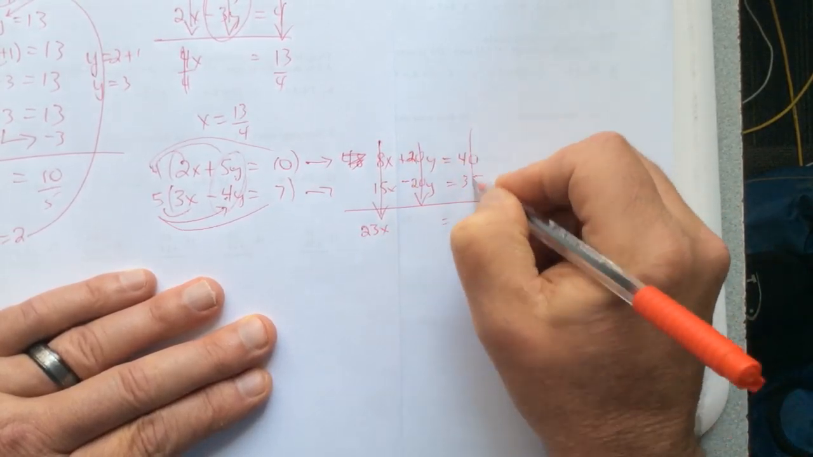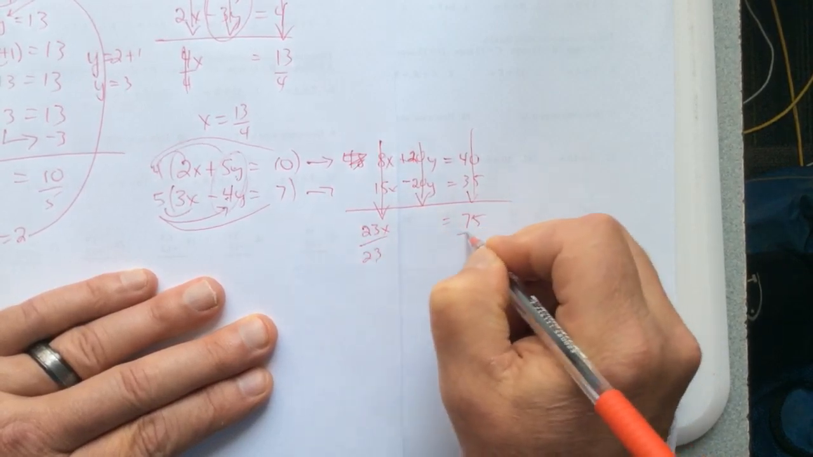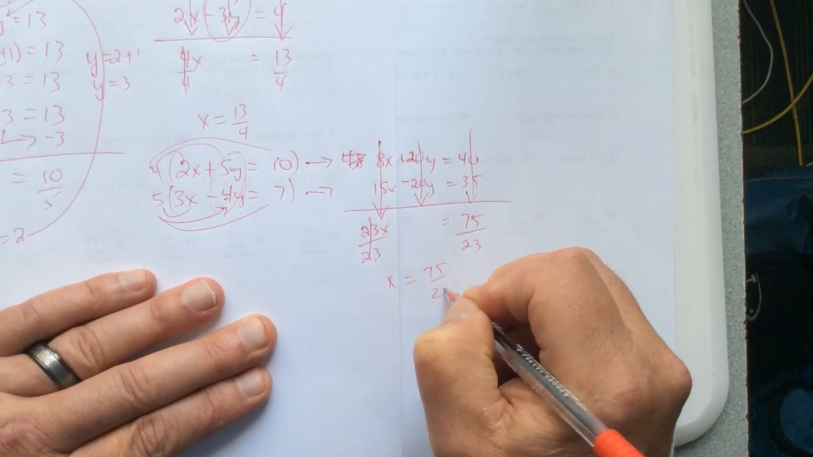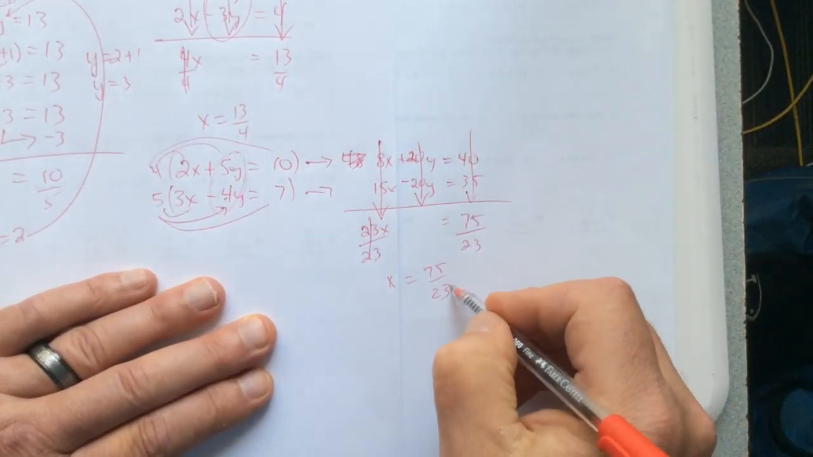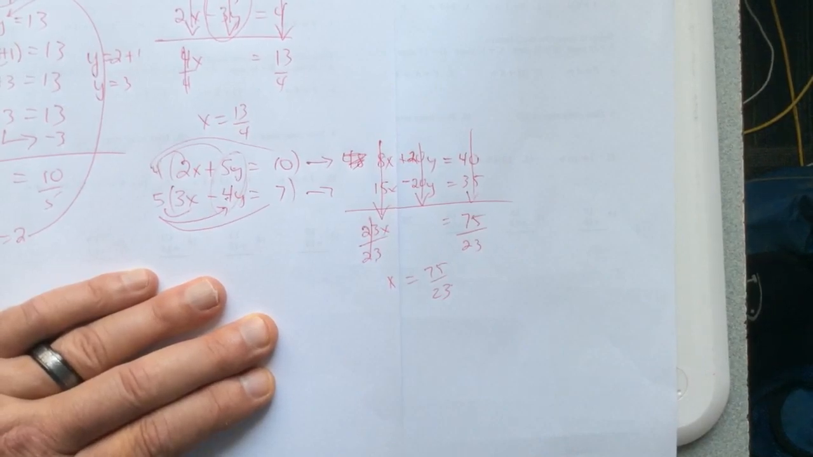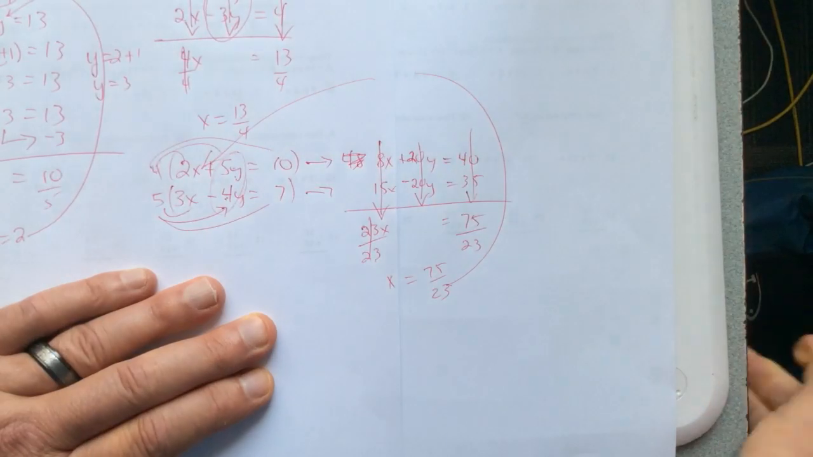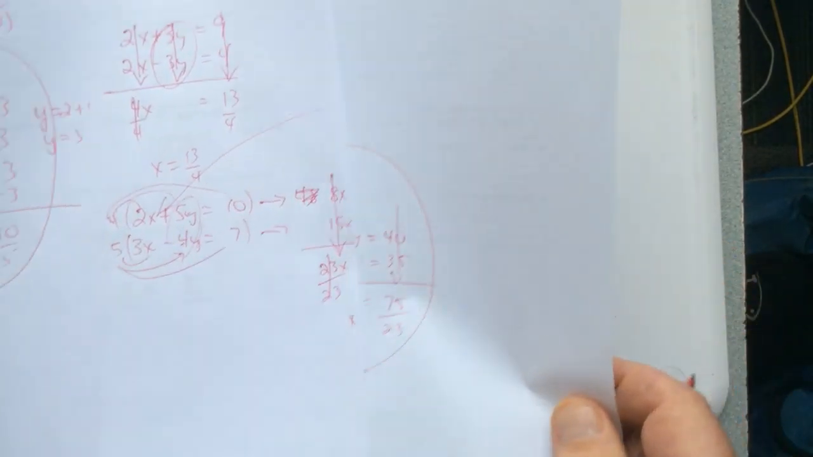That's gone. And over here, 40 plus 35 is 75, and we can divide by 23. So the x is 75/23. So that also is not a very nice one. We would have to take that and go sub it back in one of the originals and see what it is. Okay, here's why elimination is really useful.